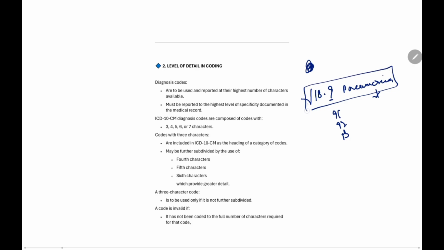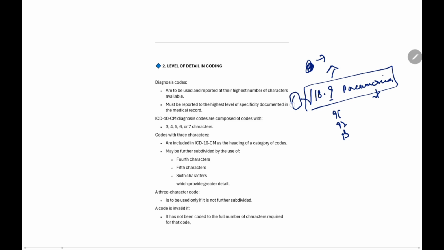Coming to the level of detail in the code, this one we have also discussed. Diagnosis codes are to be used and reported at their highest number of characters available. For example, in the tabular list, let's say J18.9, the pneumonia code. What is the highest number of characters here? If anything is associated with pneumonia, like 91, 92, 93, what is the highest number that is defined? What exactly they are asking is the highest number of characters available for this.